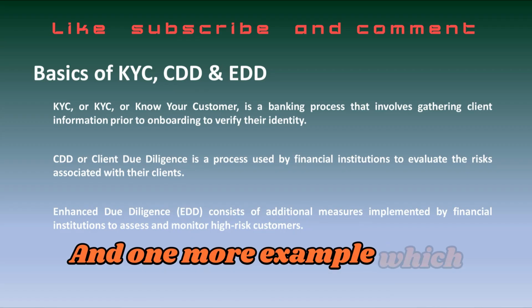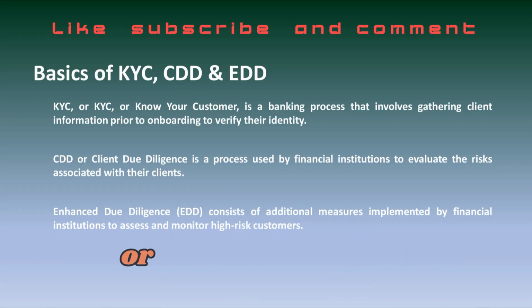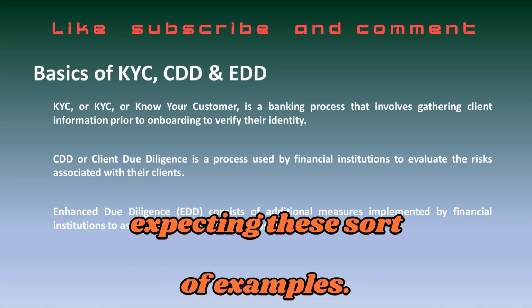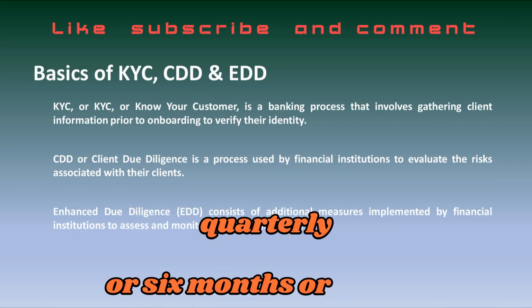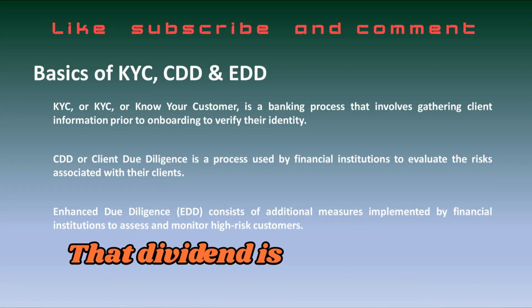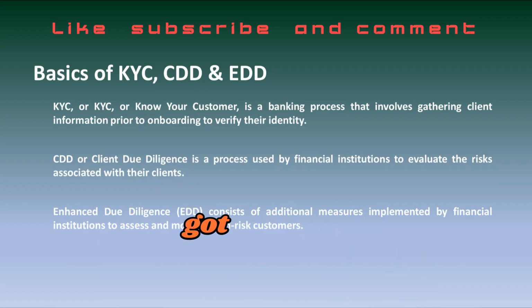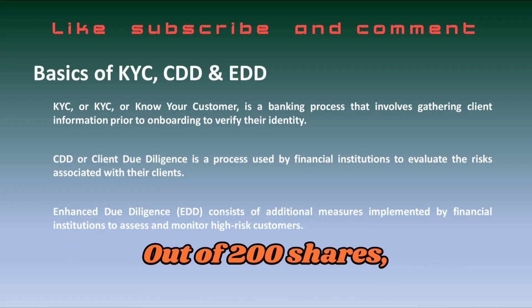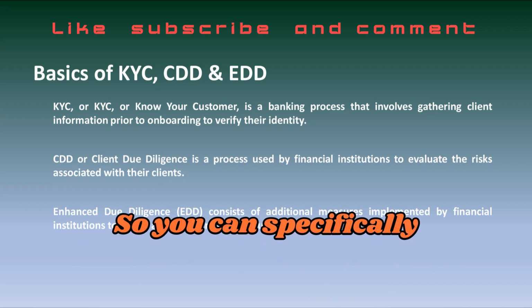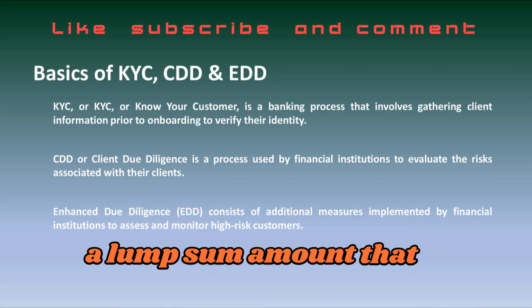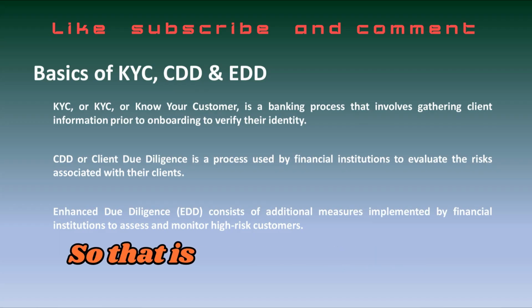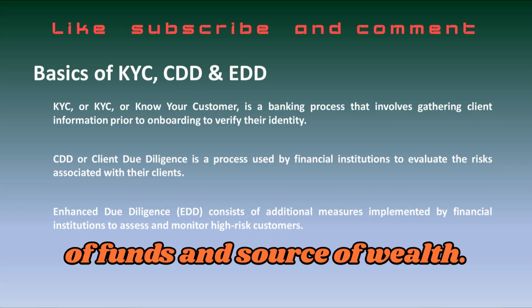And one more example, which you can explain in the interview, and which the interviewer will be expecting. You have equity, and every quarter, or 6 months, or maybe 1 year, you get a dividend. That dividend is called source of funds, because you can specify, I got the dividend from these stocks. I am holding 200 shares, and out of 200 shares, 1 rupee dividend, so I got 2000. So you can specifically mention it. That is called source of funds. But after 3 or 4 years, you sold your entire portfolio and got a lump sum amount. That is called source of wealth. So that is the main difference between source of funds and source of wealth.